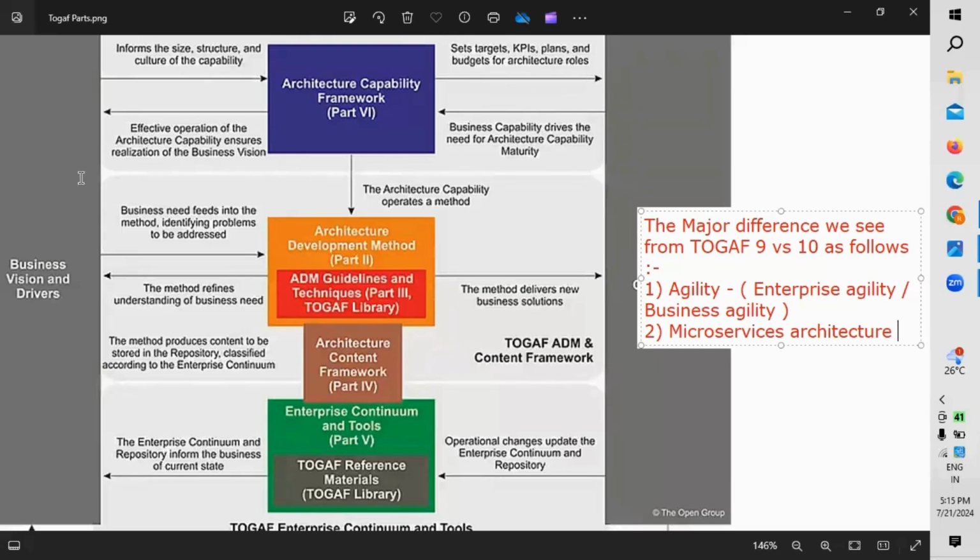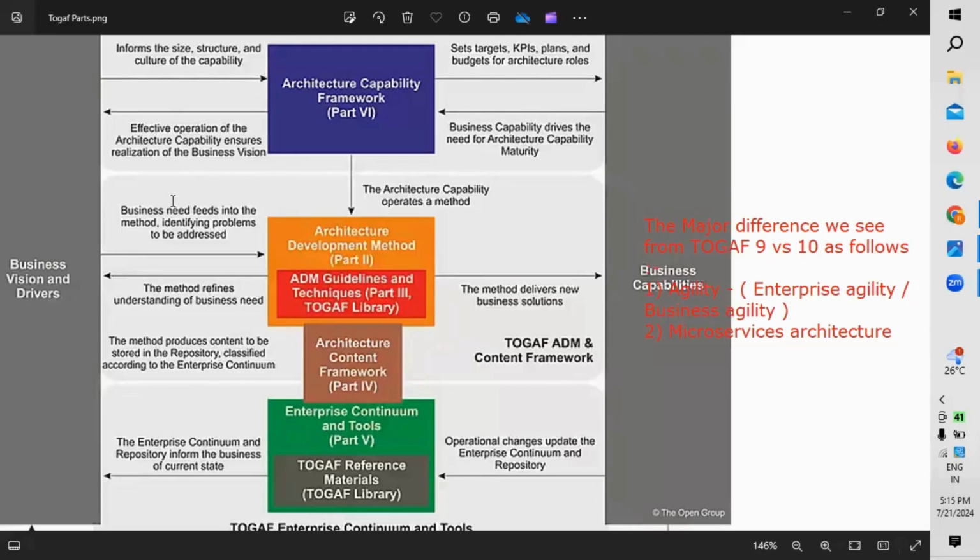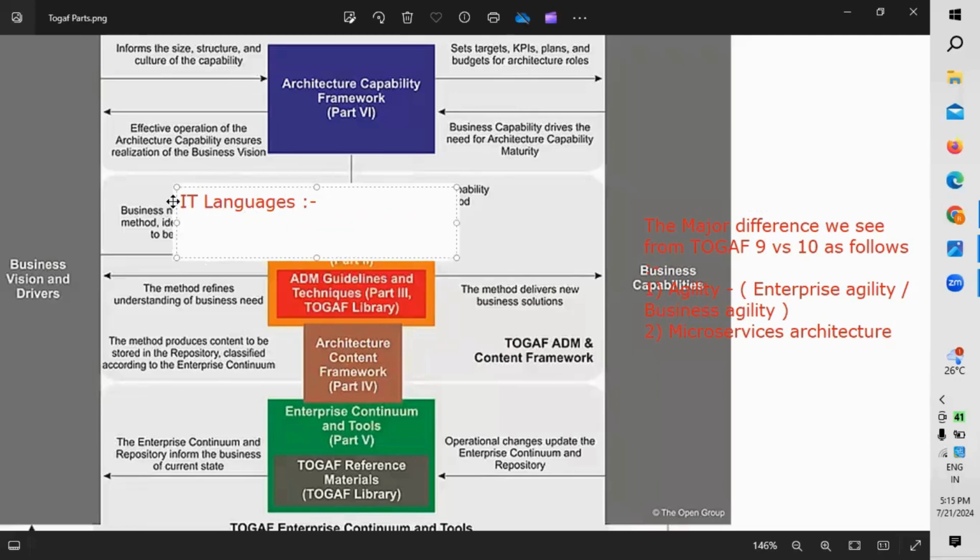Normally in the field of IT, there are different languages. Please listen carefully to this part. If you have any confusion, please ask. Don't hesitate. One is IT languages.